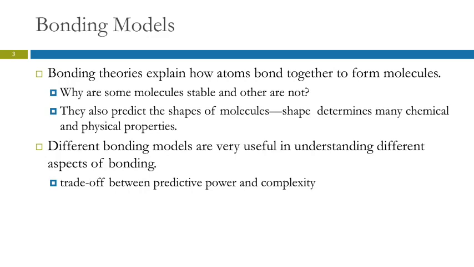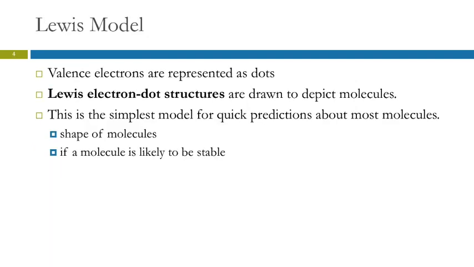There are different bonding models. There's a trade-off between predictive power and complexity. So you can have a very complex model, which is very difficult to use, difficult to understand, and that's going to do a great job of predicting stuff. But you don't always need that. So there are also more simple bonding models that work in many situations, but not all situations, and give limited predictive power. And so there's a trade-off. You can be more predictive, but then more complex. So the Lewis model is the simplest one, and that's the one we'll start with.